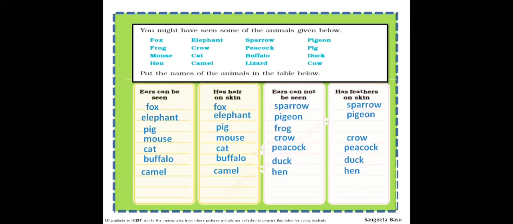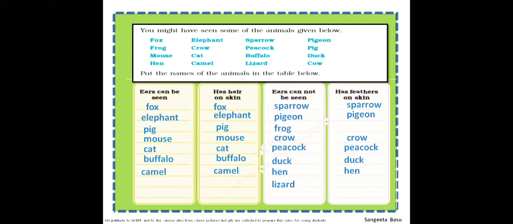Lizard. Ears can be seen? No, I showed you the picture of the lizard in video 1. It has got hole-like ears. It has got hair? Oh no, it has not got hair. It has got feathers? Oh no, it has not got feathers. So where will we write the name of the lizard? Ears cannot be seen. Well done.